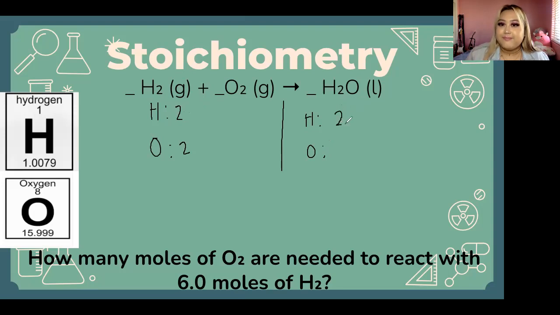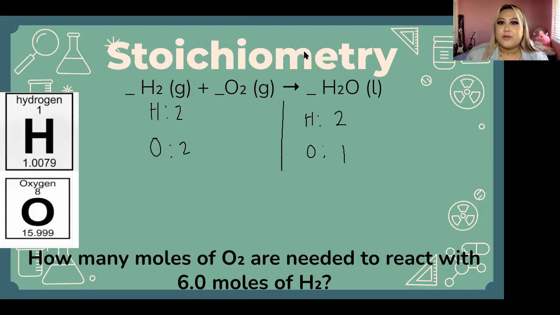And then for oxygen. Okay, so we see that oxygen is the one that we need to fix, but there's not really a singular oxygen. So we're going to have to mess with the hydrogen as well. So which one do you want to add a coefficient to? H2 or H2O?